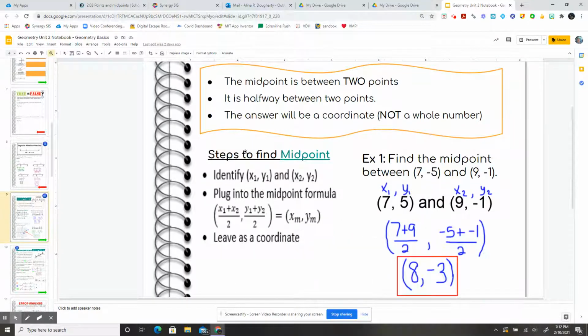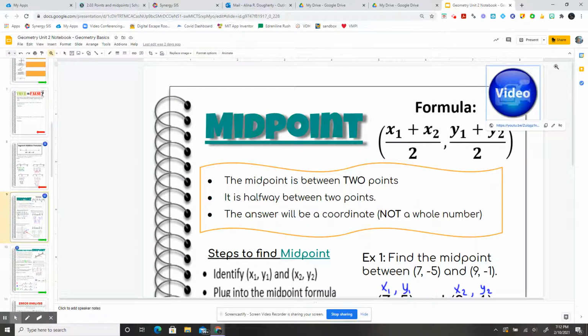When we're looking for the midpoint, there is another formula. It has x's and y's in it. This is in the form of an ordered pair. So I've got parenthesis x plus x divided by 2. We're going to find the average here, and then y plus y divided by 2.